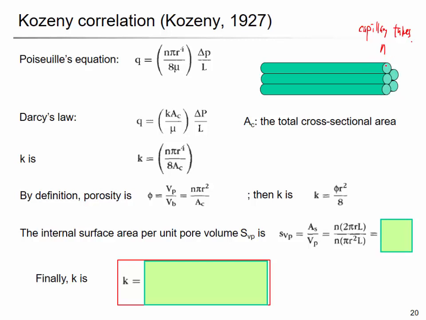Right? And the diameter, the radius is r, and the length is l. Then from the Poiseuille equation, the flow rate is defined as this equation. So delta P over L is the pressure gradient, and there is the viscosity. Here R is the radius of the capillary tube, and N is the number of capillary tubes.